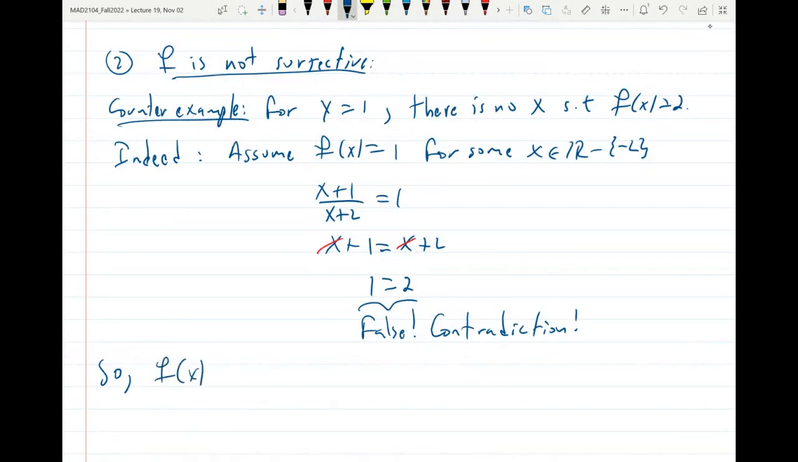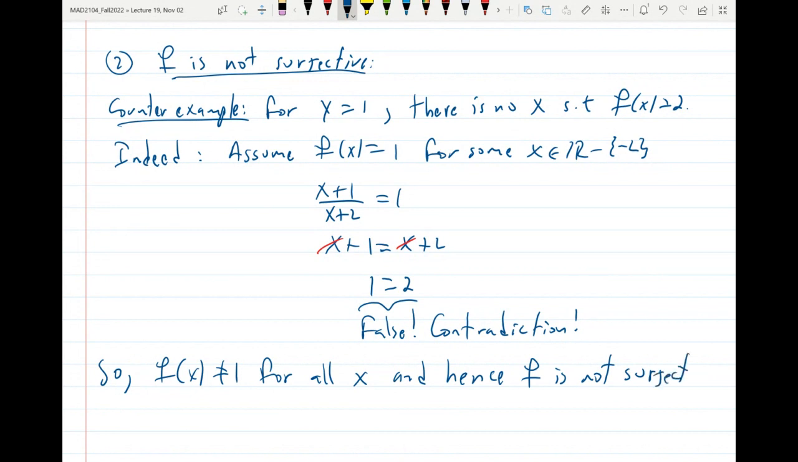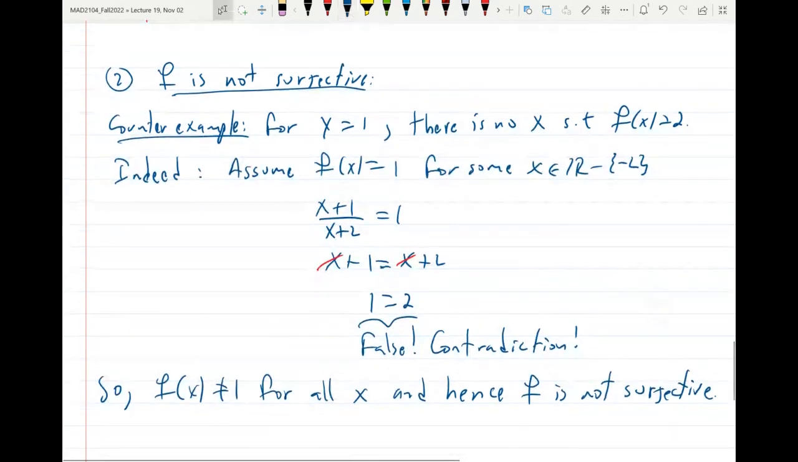So f of x is different than 1 for all x, and hence f is not onto, or surjective. It's not surjective. Right. Questions?